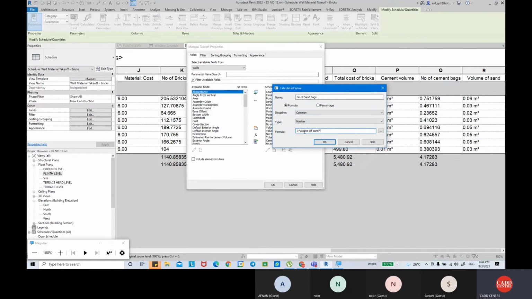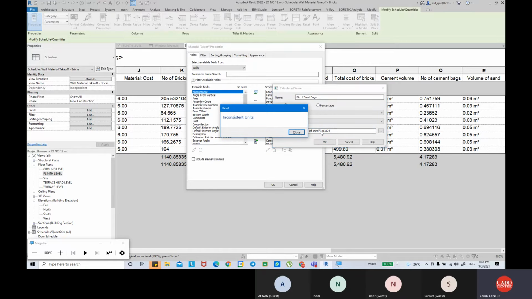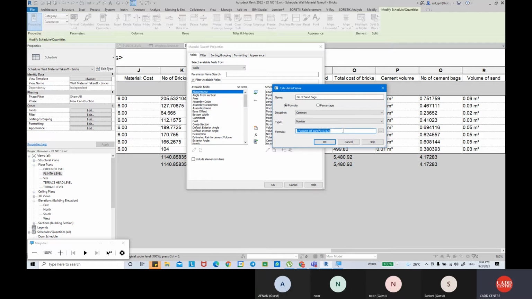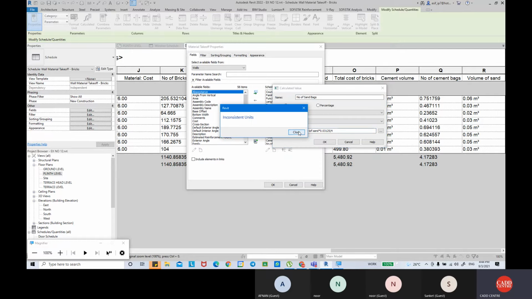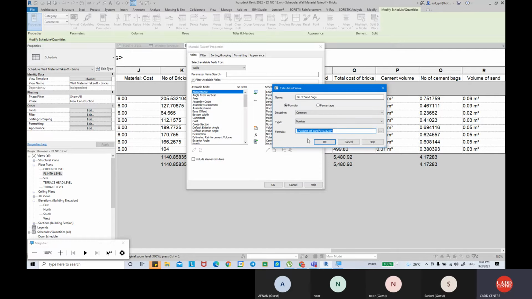So let's put the ratio of the sand, the volume of sand, and what it was, 0.03125 basically, correct? That's for a 50 kg sand bag basically. Yes. And then divide by the sum ratio, that is 4. Getting some error.